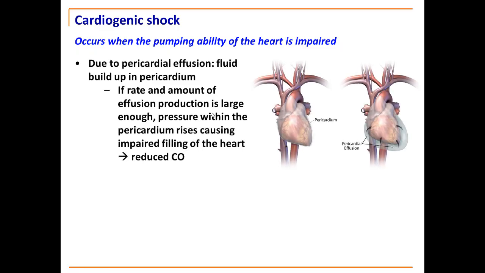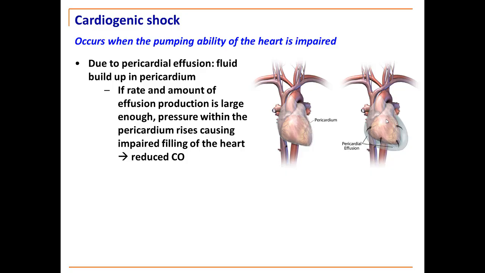And so it can also be due to other things. So it can also be due to pericardial effusion. And this is where you're getting the buildup. So there's your pericardium, and this is where you're getting buildup of fluid in and around the pericardium. And if the rate and the amount of effusion production is large enough, the pressure within that pericardium rises, causing impaired filling of the heart, therefore leading to reduced cardiac output.